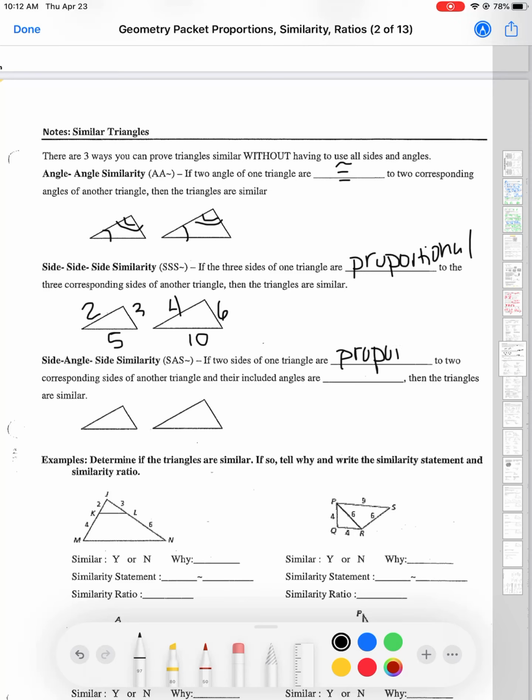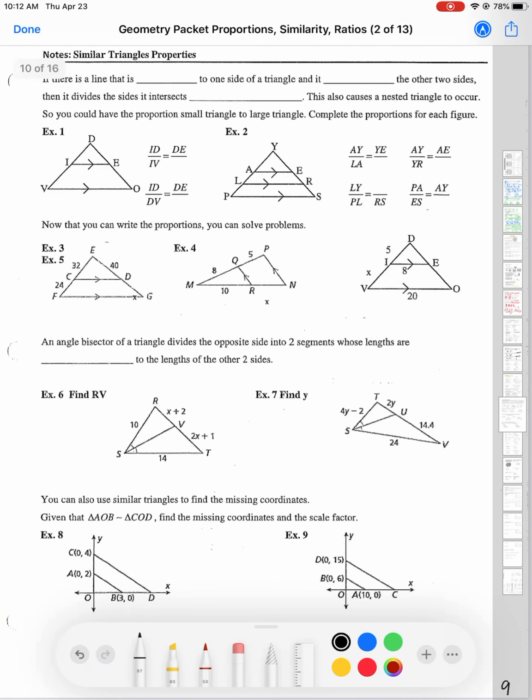Side, angle, side. If 2 sides are proportional, and the included angle, which means, remember when we did side, angle, side with proofs, that means the sandwiched angle is congruent, then we know enough. So say we know this angle and then this side is 2, and this side is 3, this side is 4, and this side is 6. See how we have a similarity ratio of 1/2, and we know the sandwiched angle? We can say that this is SAS.